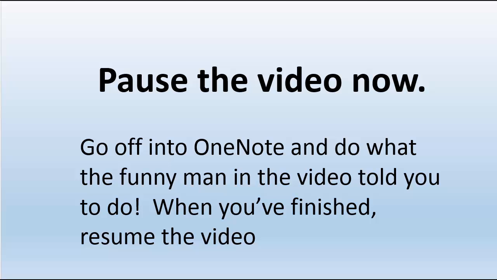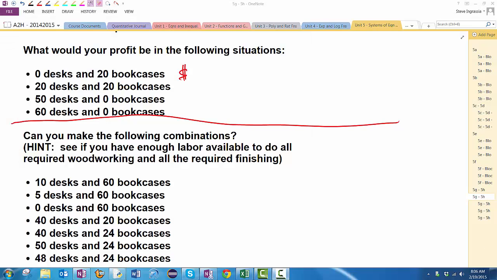Resume the video now. Okay, here's the answers you should have gotten. $800 if they made no desks and 20 bookcases. That'd be 20 times 40. $2,300 for 20 desks and 20 bookcases. $3,750 for 50 desks and 0 bookcases. $4,500 for 60 desks and 0 bookcases.